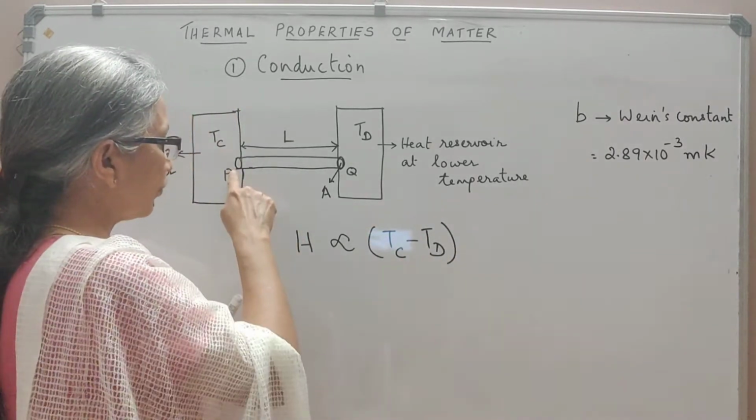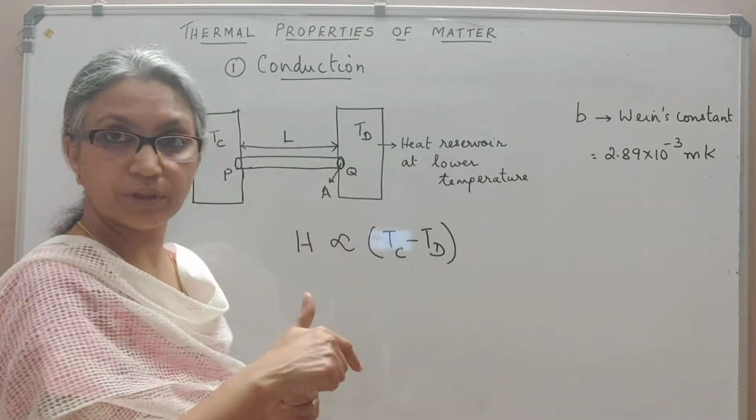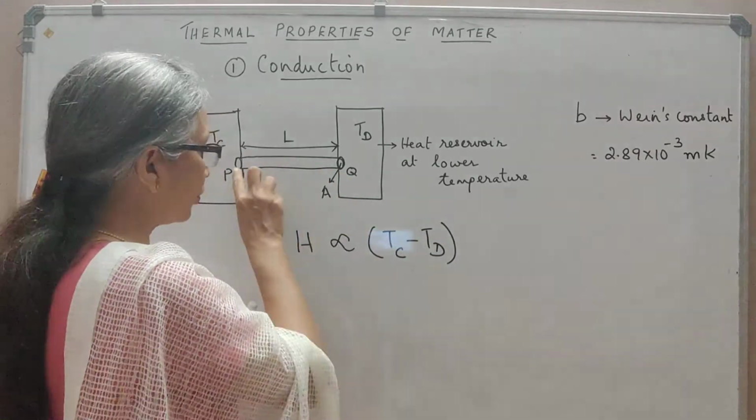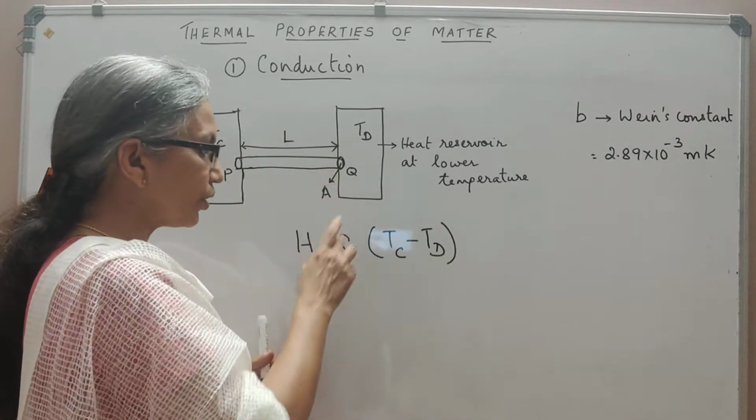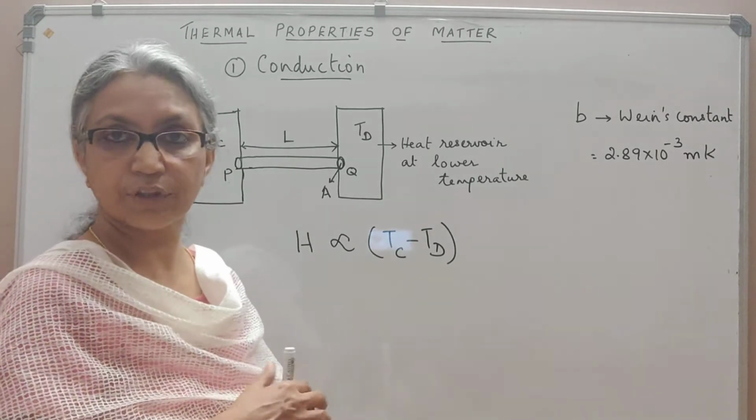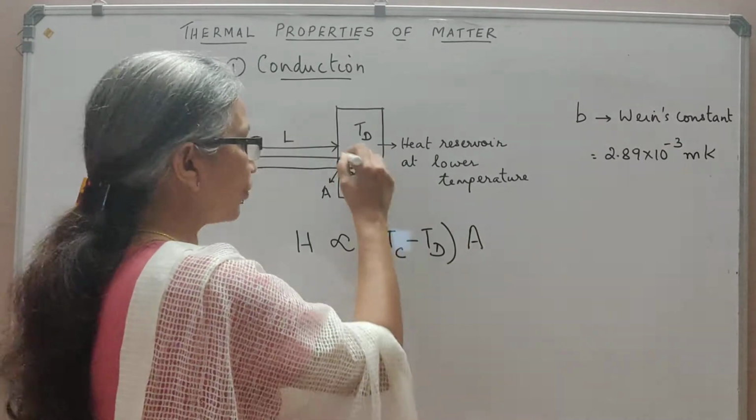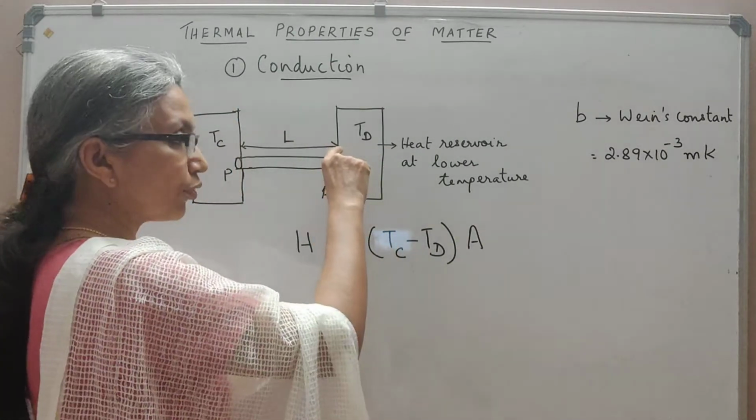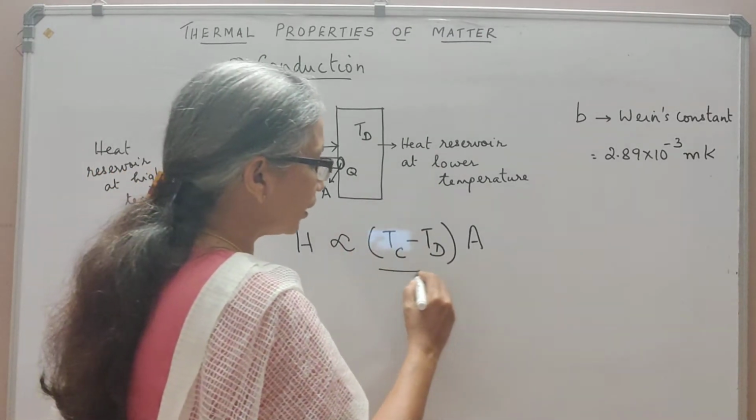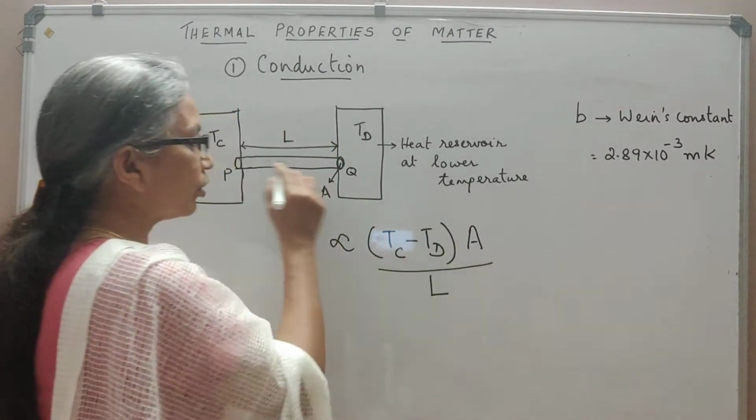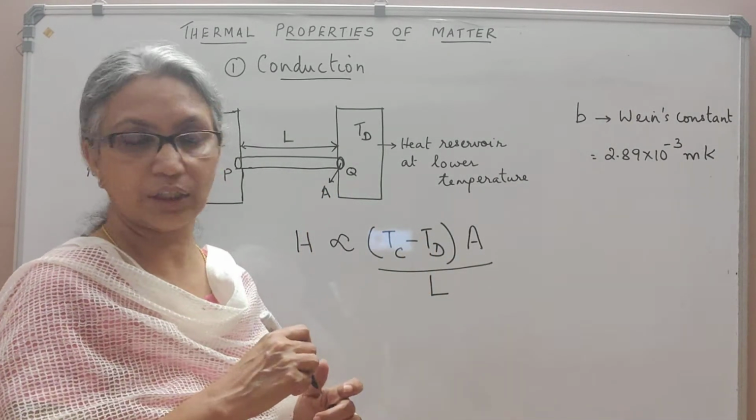That is, this end of the rod P is at a higher temperature Tc, and this end is at a lower temperature Td. So the difference in temperature between the two ends of the rod is Tc minus Td, and the greater the difference in temperature, the greater the heat transferred in unit time. It's also directly proportional to the area of cross section of the rod. So the greater the area of cross section, the greater the heat transfer. But it is found to be inversely proportional to the length of the rod. The greater the length of the rod, the lesser the rate of heat flow.